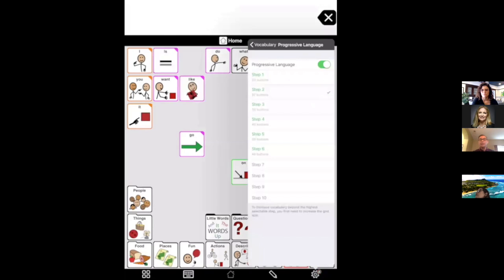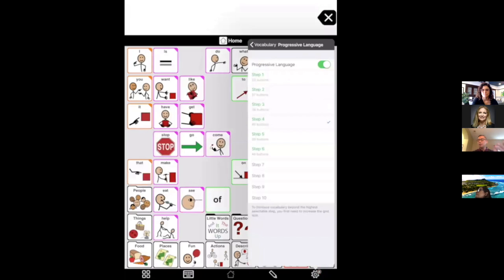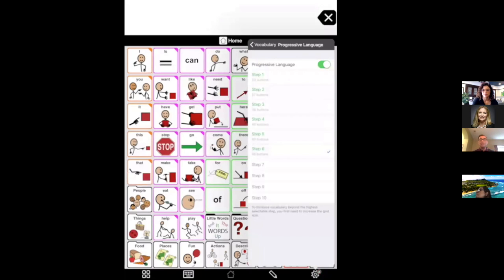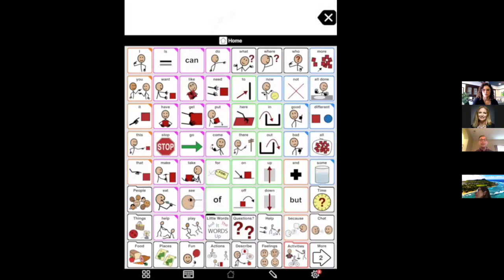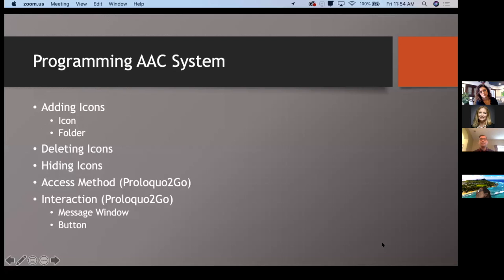So when you click on step 2, you see how it starts adding more and more and more icons until it becomes a full layout. So as I said, I just want to show you that the strategy is as important with programming whatever AAC device you have, because it's necessary that the child will be able to access it, and we're calling that operational competence, so that they don't get so overwhelmed.